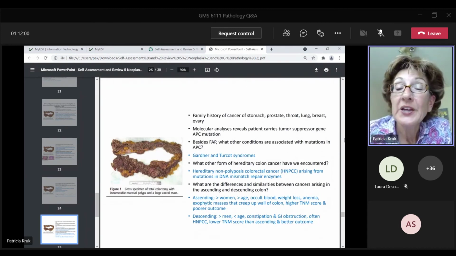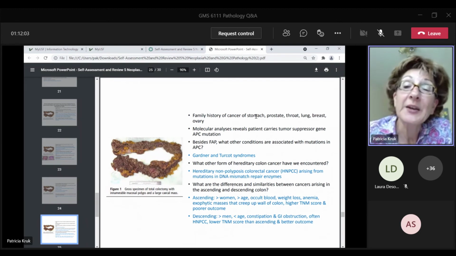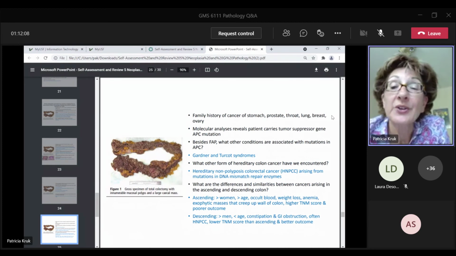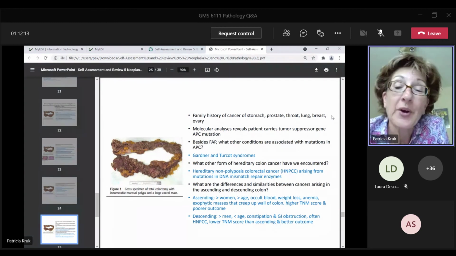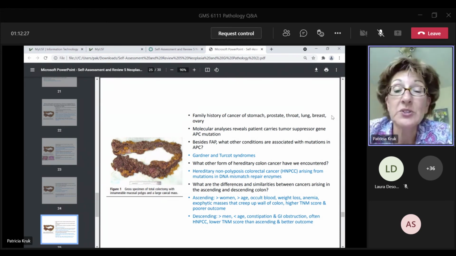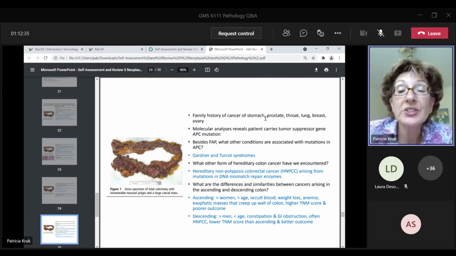So in this patient, when we found a little bit more, they found that this patient had a family history of a number of different cancer types, including stomach, lung, breast, ovary. And mutational studies showed that this patient was a part of FAP, meaning they carried a loss of expression of one of the APC alleles in every one of their cells. So this is a condition that is loss of a tumor suppressor gene, which causes an increased risk of malignant transformation. There are 2 other conditions related to FAP.